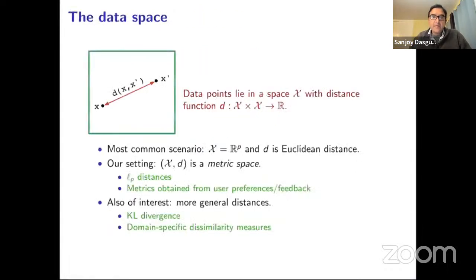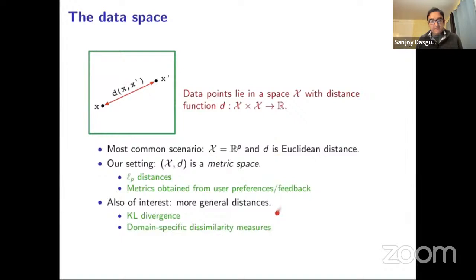But before we get there, we need to make things a little bit more precise and introduce some notation. The data are going to be in some space X, and we need a distance function on that space with respect to which we'll find nearest neighbors. Most of the work on nearest neighbor has looked at the case where the data lie in a Euclidean space and the distance is L2 distance. We'll be looking at the setting where it's a metric space. That's going to be the setting for today.